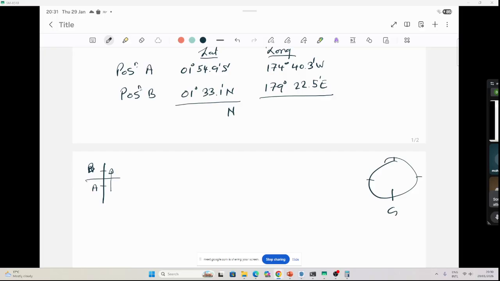Okay. So next one, position A, longitude is on west. So A is here at 174 degrees. Then position B is on the east side at 179 degrees east. This is B. So you are traveling from A to B with the shortest distance. So in this case, you are moving clockwise. So what is the direction that you are moving now? If it is clockwise, what is the direction, guys?